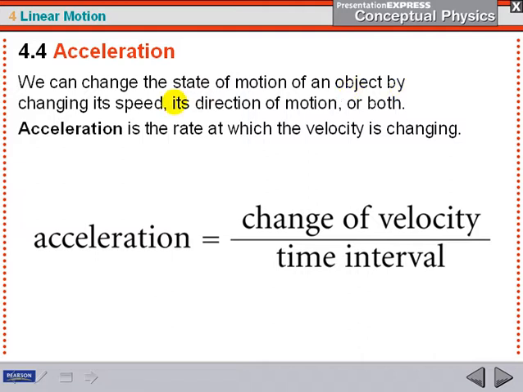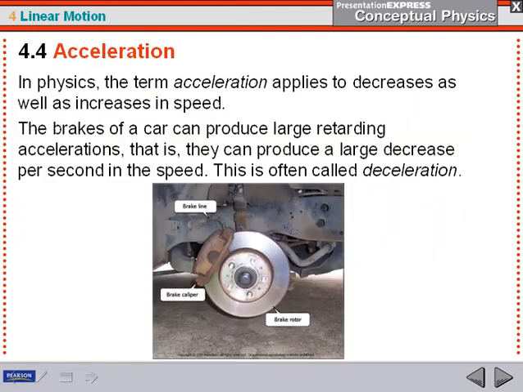You can change the state of motion of something by changing its speed, slowing down or speeding up, or by changing the direction of its motion, or, for that matter, both. In both cases, your velocity is changing. So we say that acceleration is the rate at which velocity is changing. And here's the mathematical formula for it. It's the change in velocity over the time interval.